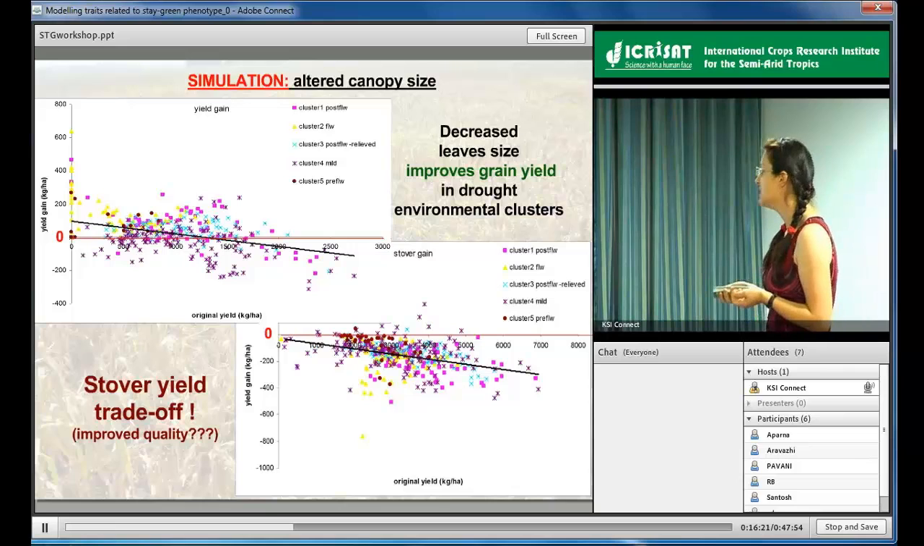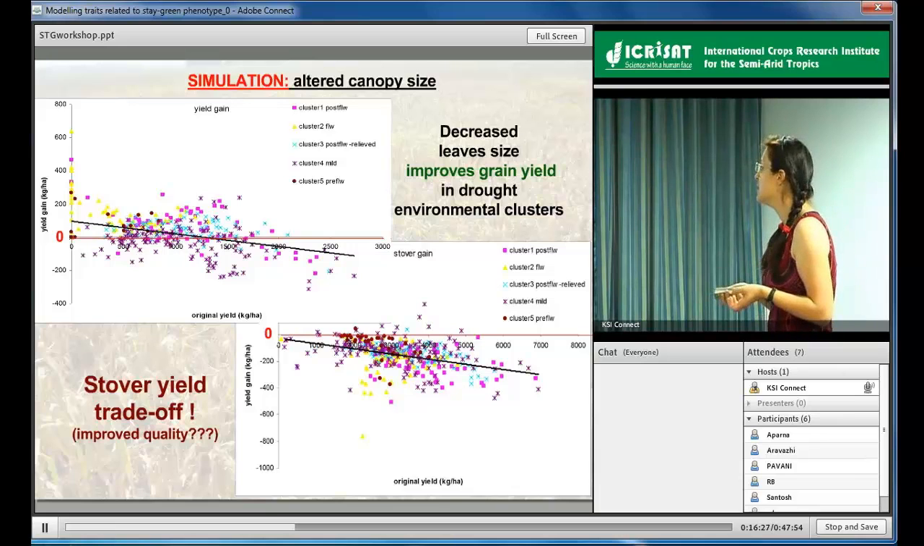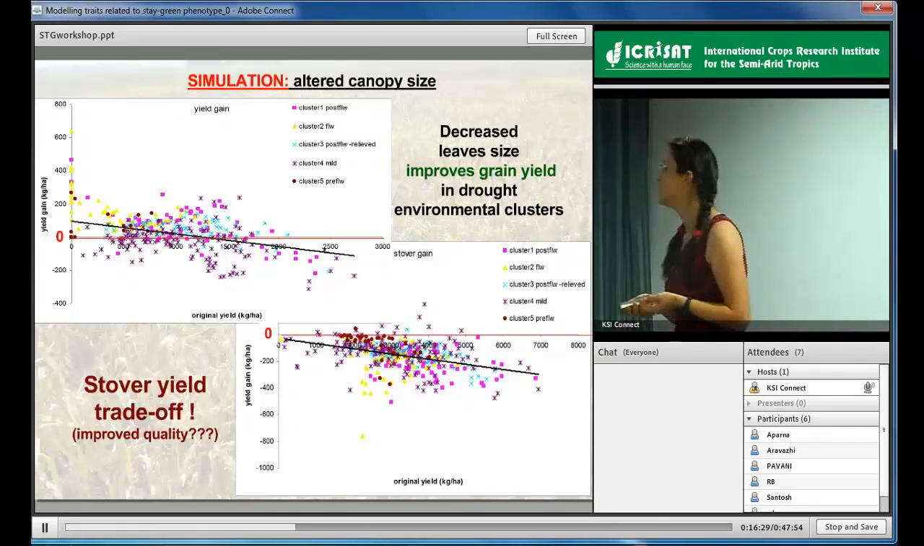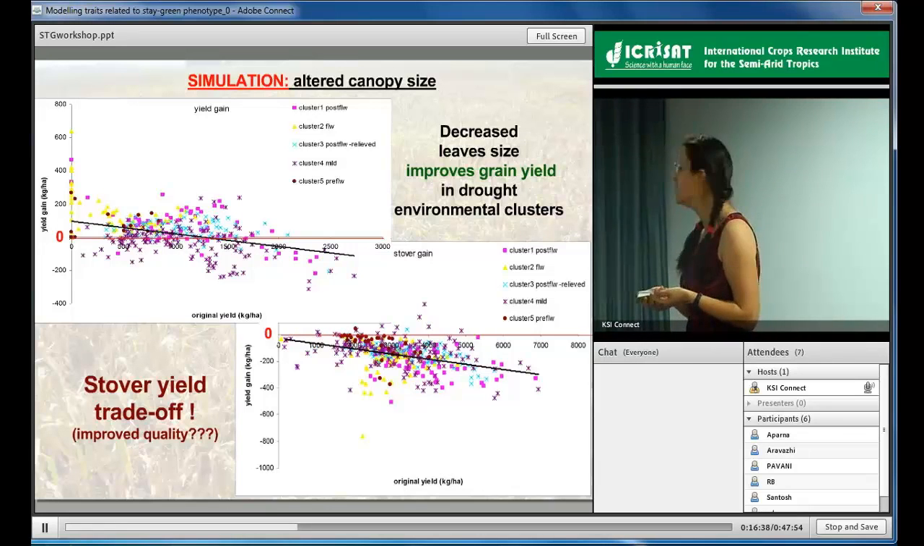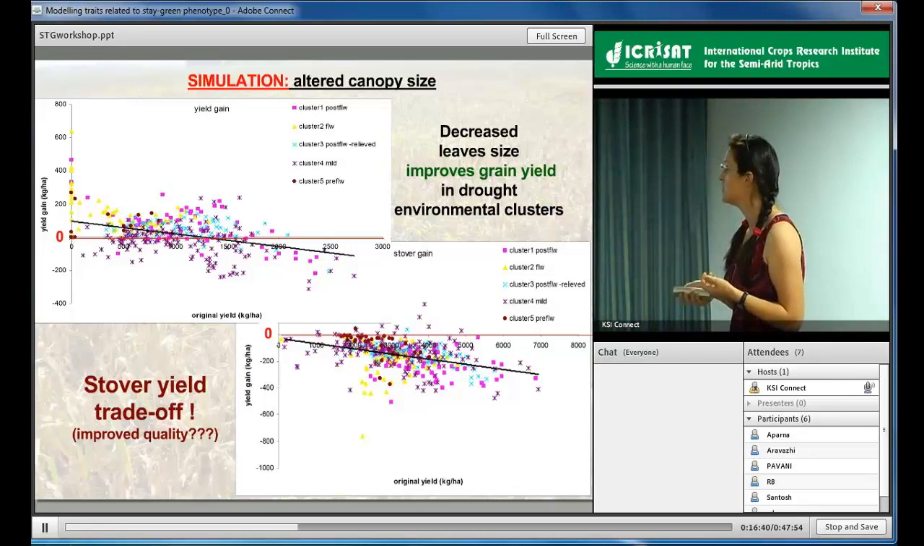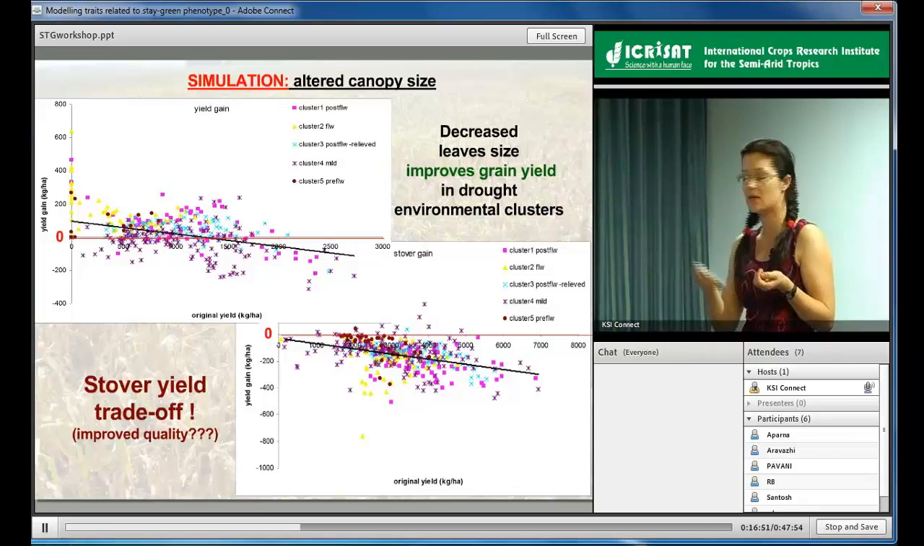Another question, which we are currently not able to answer with the existing models, is what would be the effect of this trait on stover quality or on grain quality, which is very important to know if we want our technology to be adopted. So currently we are working on developing loops in APSIM to reflect the quality of stover or yield, which can further give the value of each of the technologies which we are developing nowadays.